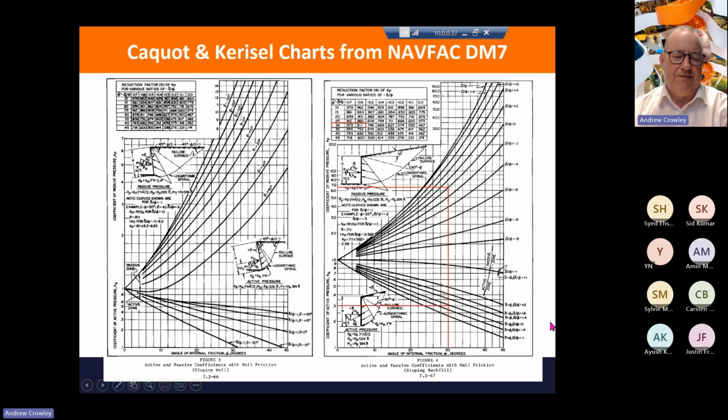And here's some more graphs, and you can tell they're old by the state of the scanning. These are from an American standard, but for some odd reason, the MBIE decided to use them in their worked example. So they take their active and passive pressure in the static case from these charts or these diagrams. They are quite difficult to read, as you can see, and they're quite difficult to interpret. There's also some fudge factors you've got to use in there.